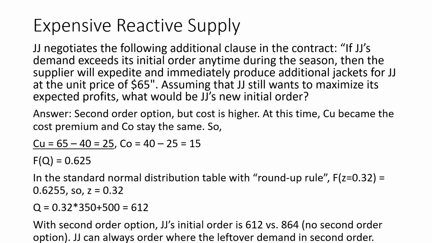So when you use the critical ratio CU divided by CU plus CO, I got 0.625. And in the standard normal distribution table with the round-up rule, I got a Z value of 0.32. And Q is 0.32 times 350 plus 500, which is 612. So with the second order option, JJ's initial order is 612 versus 864. 864 is the result.